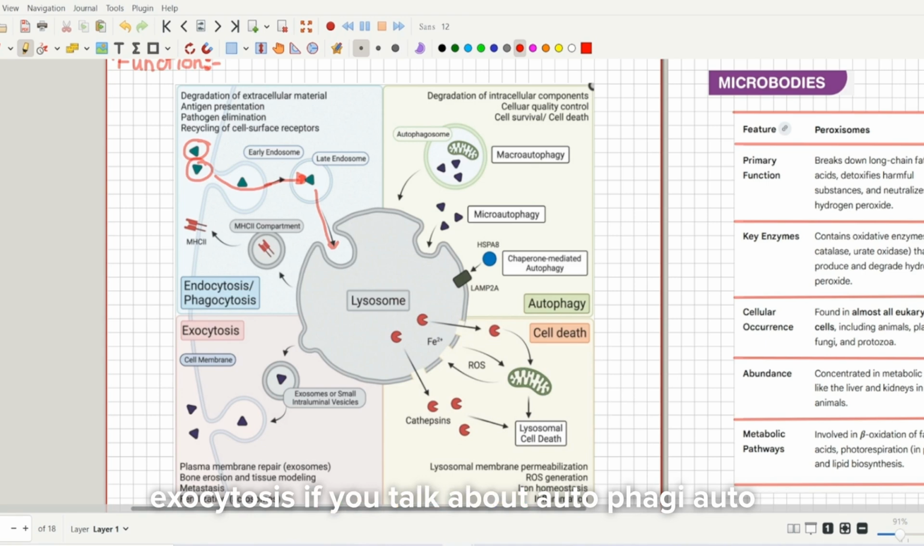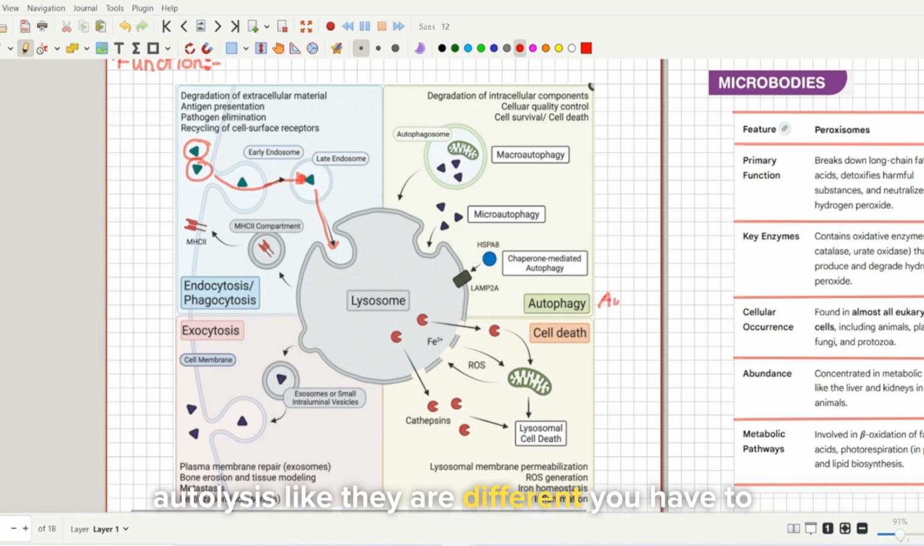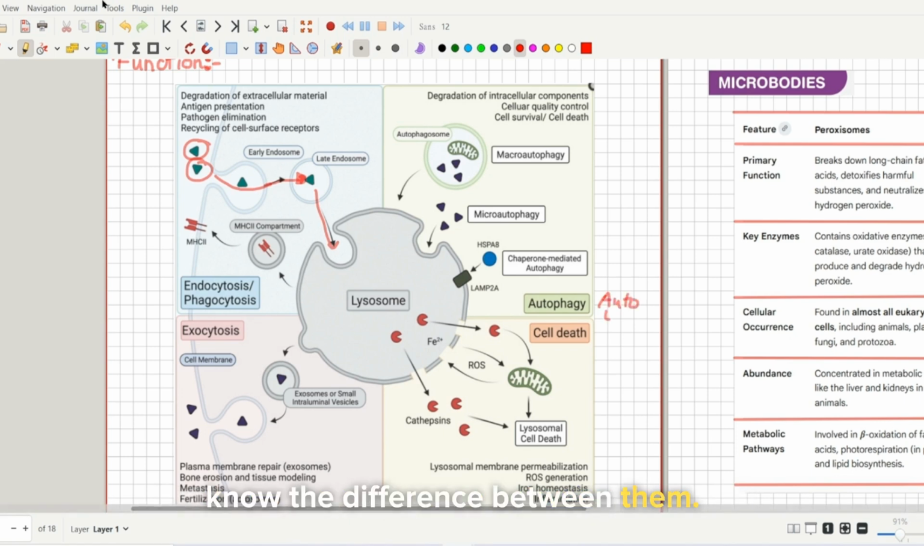Autophagy is really important, because there are 2 types of functions: autophagy and autolysis. There is a difference between autophagy and autolysis. They are different, and you have to know the difference between them. So what are autophagy and autolysis? Phagy means eating up, so autophagy means self-eating of the cell.